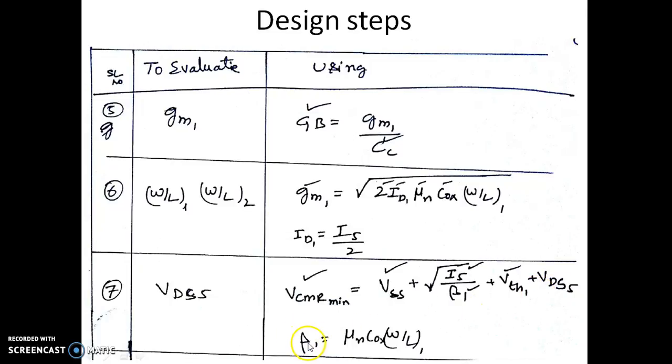We know what this beta 1 is also, because in the previous sixth step we found WL of 1. Once you are through with WL of 1, beta 1 is mu and Cox into WL of 1. So in this equation we know everything except VDS5, so you can easily estimate VDS5.